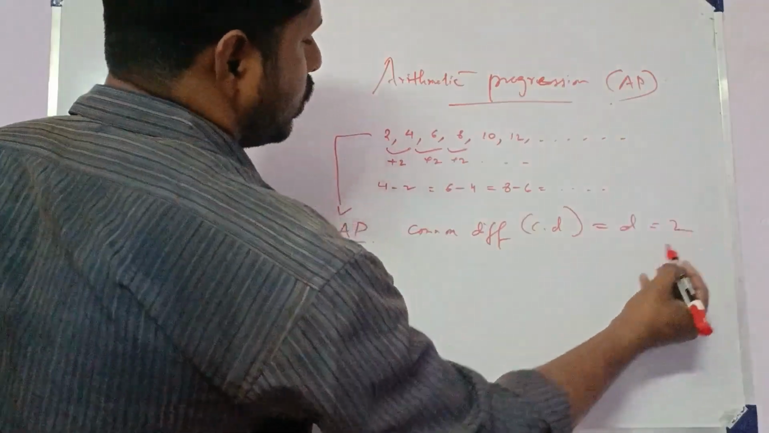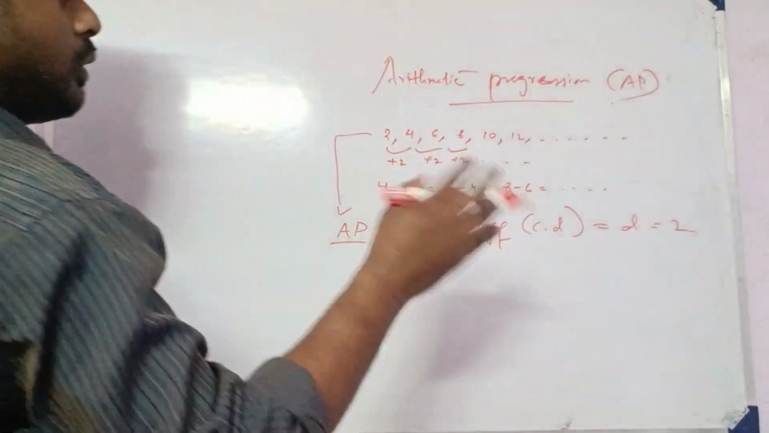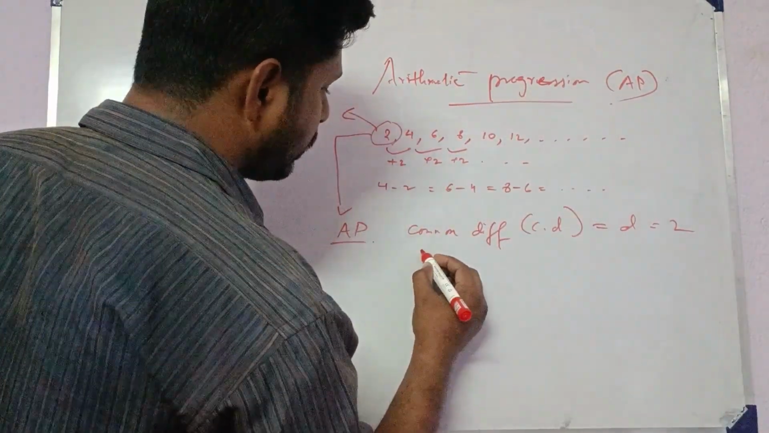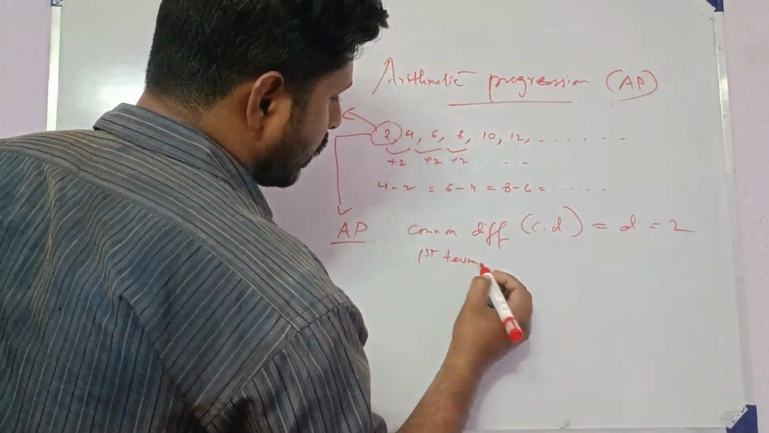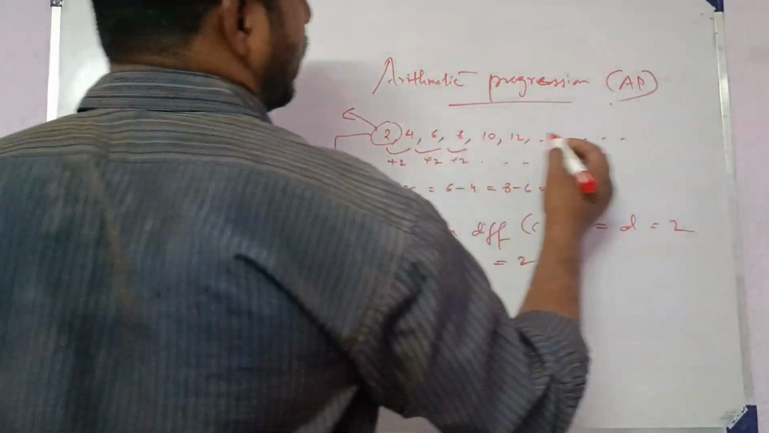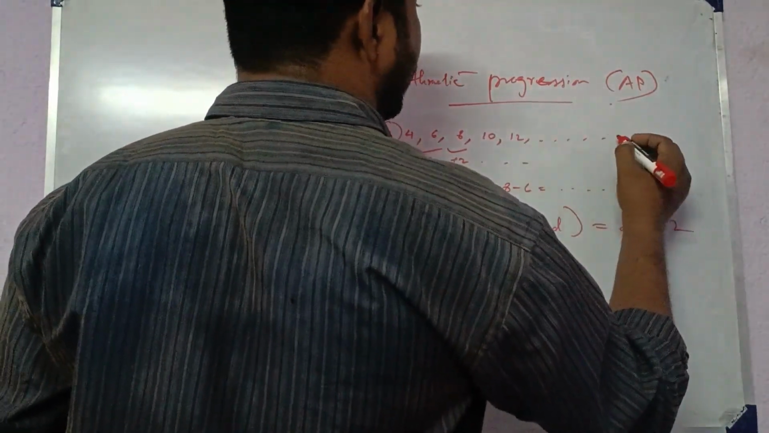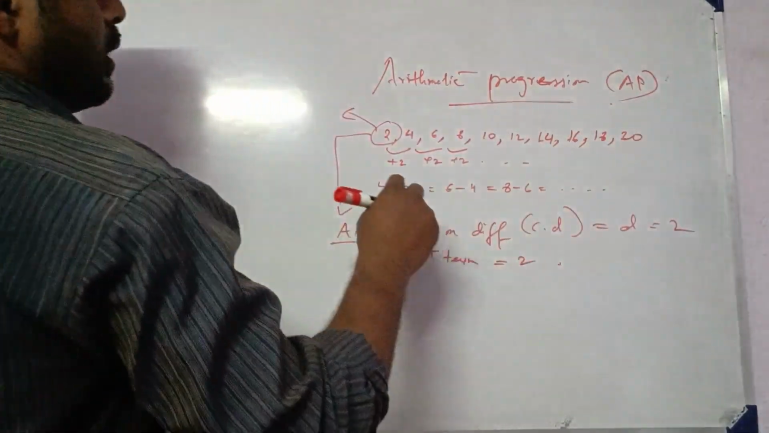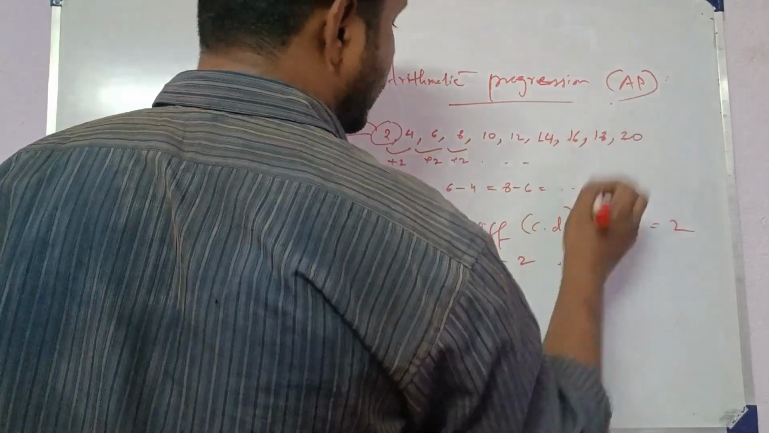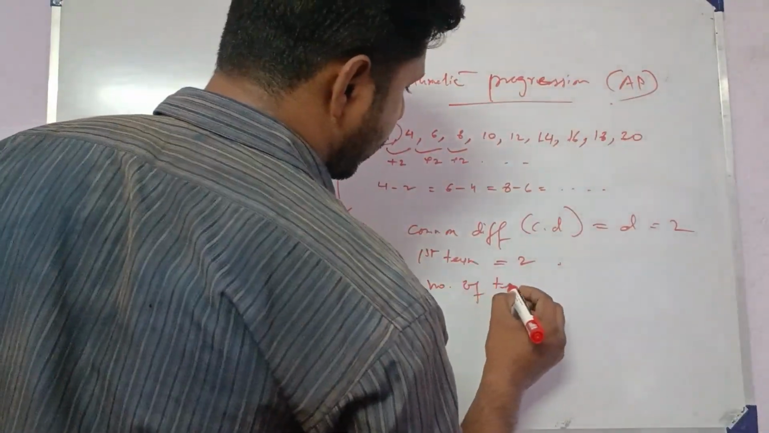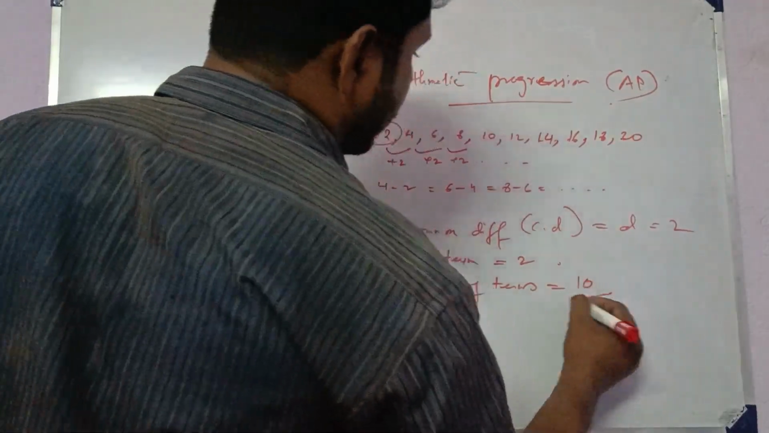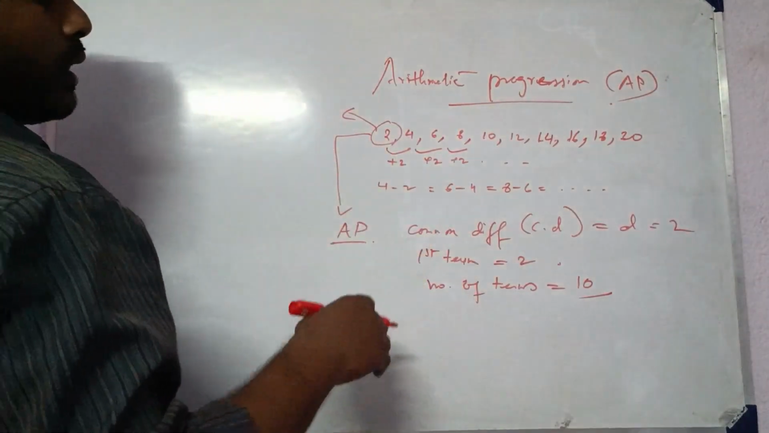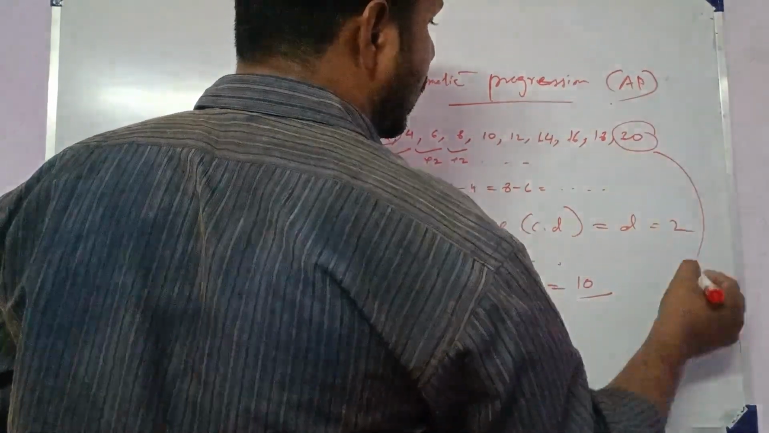Hence that sequence is in AP, where the difference, which is called the common difference, D equals 2, and the term with which the AP is starting is the first term. Let it go up to 12, 14, 16, 18, 20. 1, 2, 3, 4, 5, 6, 7, 8, 9, 10. So the number of terms is 10. There are 10 terms. So the common difference is 2. First term is 2, the number of terms is 10, and 20 is the last term.